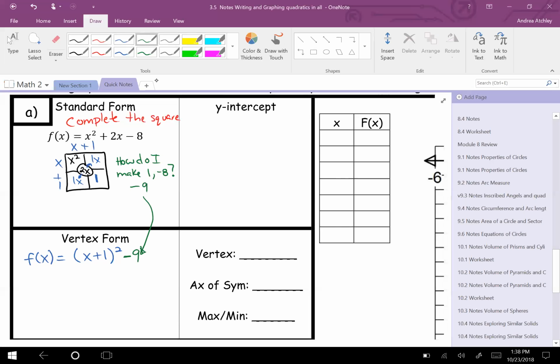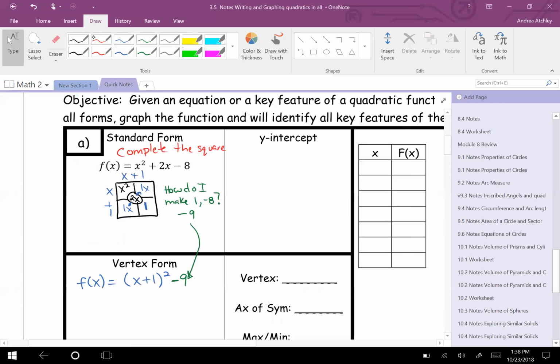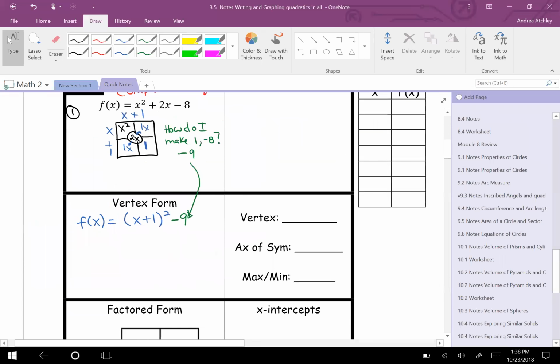Now those two equations are equal. I've just rearranged the numbers so it looks like vertex form, but they have the same value. Does that make sense? Okay, once I find that, so this is my first step, I completed the square. So let's label that number 1. Okay. From there, it's very easy to identify all this stuff. So this is number 2.